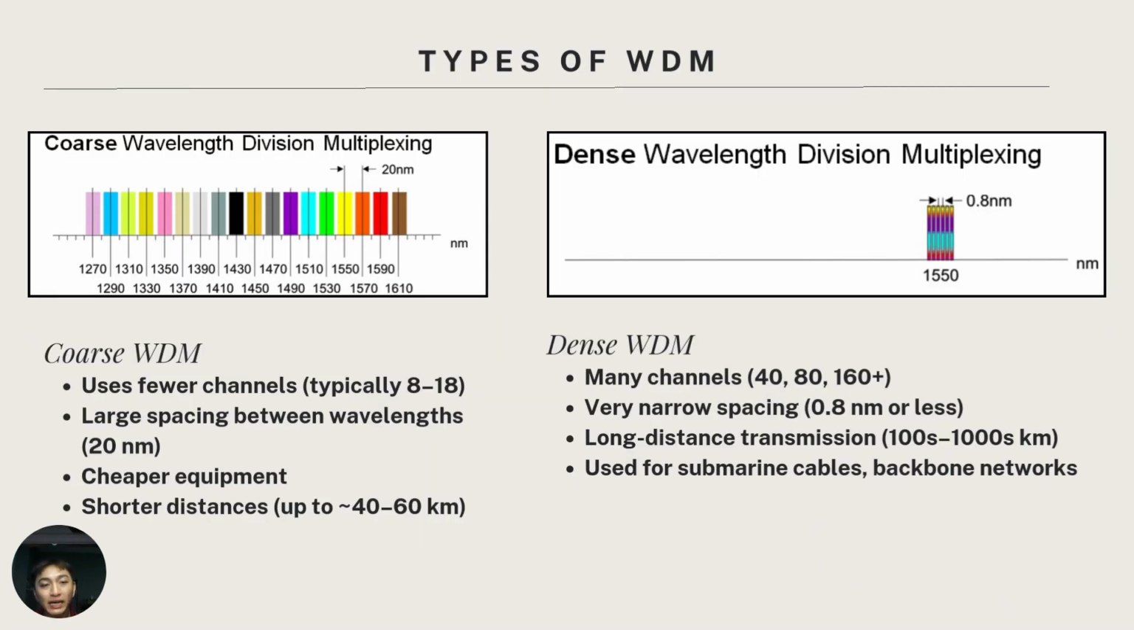So there are two types of WDM. The first one is coarse WDM. Coarse WDM uses few channels, typically 8 up to 80, with large spaces between wavelengths, cheaper equipment, and shorter distance. And the second is dense WDM. It has many channels, very narrow spacing, long-distance transmission, and is used for submarine cables and network backbones.